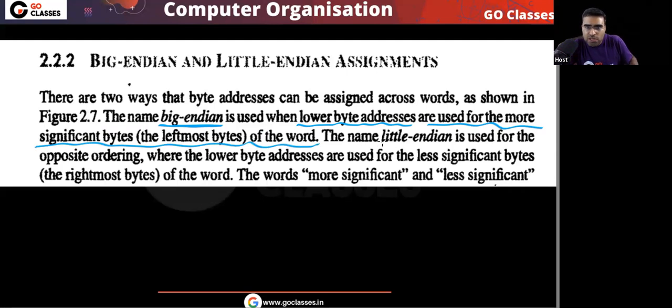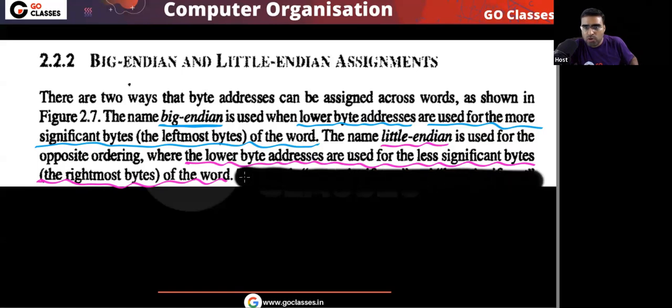Similarly, little endian means that the lowest byte address is used for the least significant byte of the word. So very simple. I hope you understood. You already know what is least significant byte and what is most significant byte.